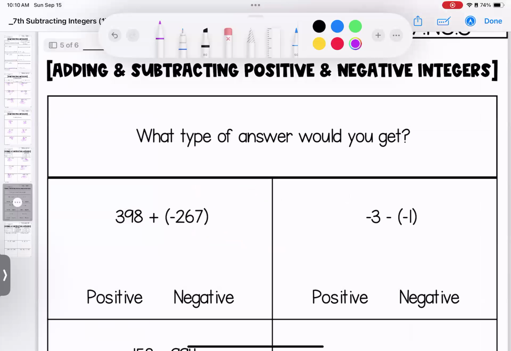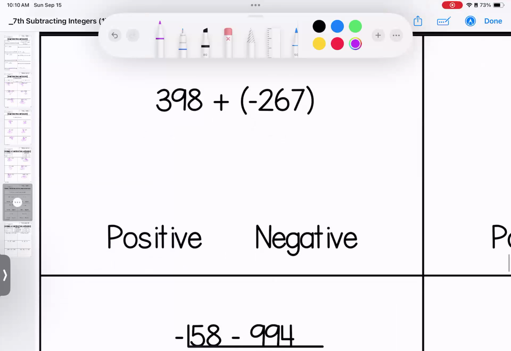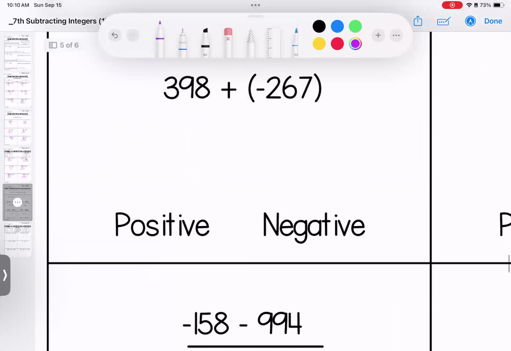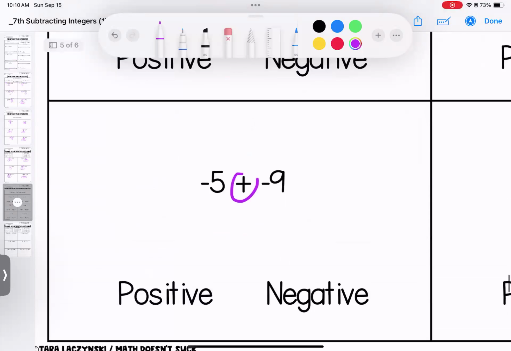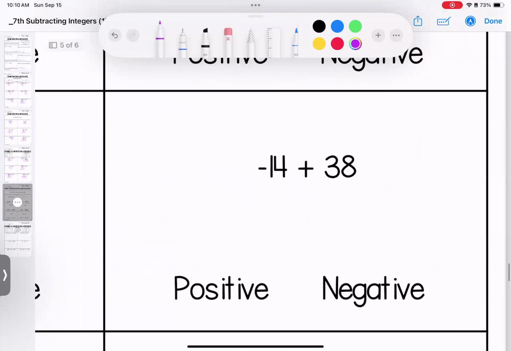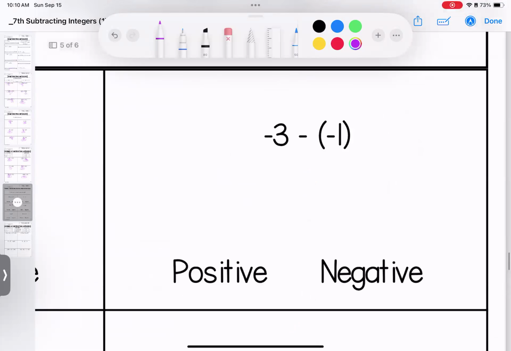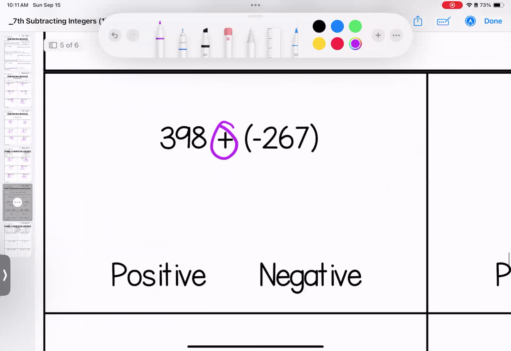This page is just looking to see what answer type you would get. You do not need to solve them, but I will give you the answer because I'm sure that some of you did solve them. So I'm going to go through and do my keep, change, change. This one is addition. It's perfect. Keep, change, change. It's perfect. Keep, change, change. So for this one, opposite signs are subtraction.